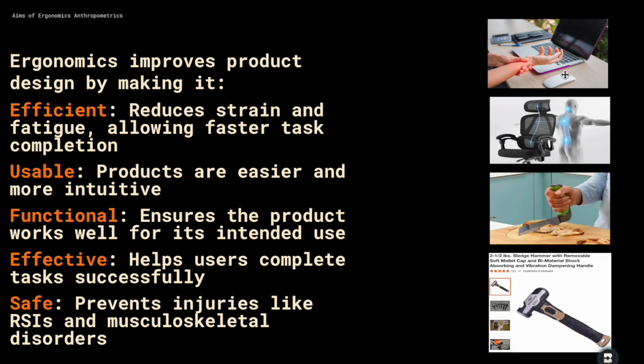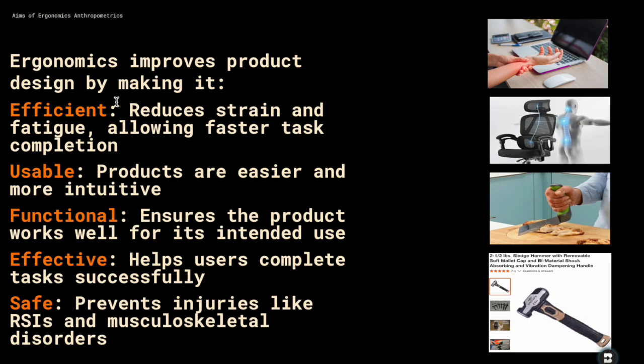So you can imagine right here, this person's suffering from fatigue and strain from using their computer. How can we make that better? We want to make products more usable. So if you look at this picture right here, this is a picture of a knife that is both usable and functional. So this is an ergonomically designed knife specifically for people who have arthritis. We want to make things that are helpful and safe. So for instance, this sledgehammer here, it reduces vibrations when using it. And so this is an example of an ergonomically designed sledgehammer.